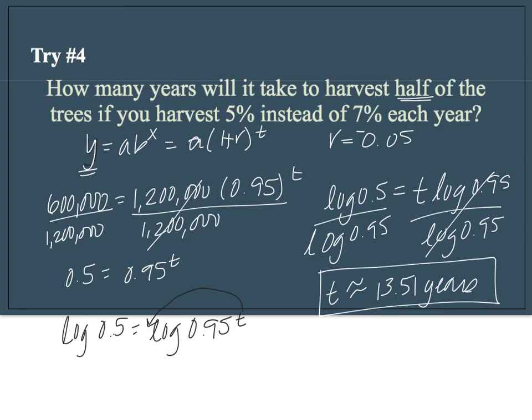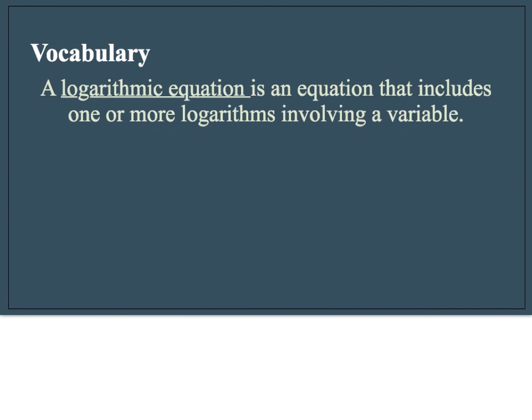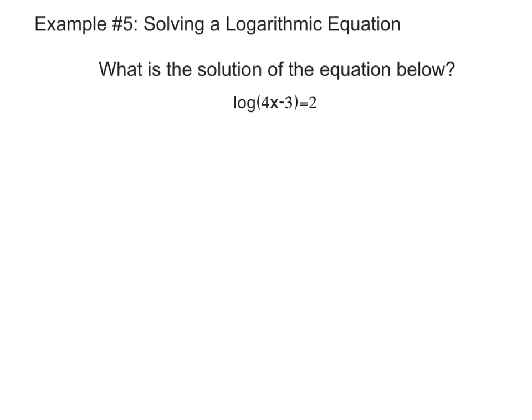All right, let's keep going. All right, so some vocabulary. It says a logarithmic equation is an equation that includes one or more logarithms involving a variable. So in example 5, it says, what is the solution of the equation below? So we have log of 4x minus 3 equal to 2. Remember that this is the same thing as log base 10 of 4x minus 3 equal to 2.